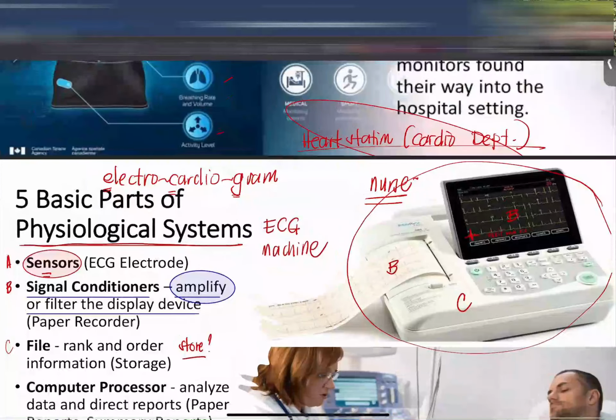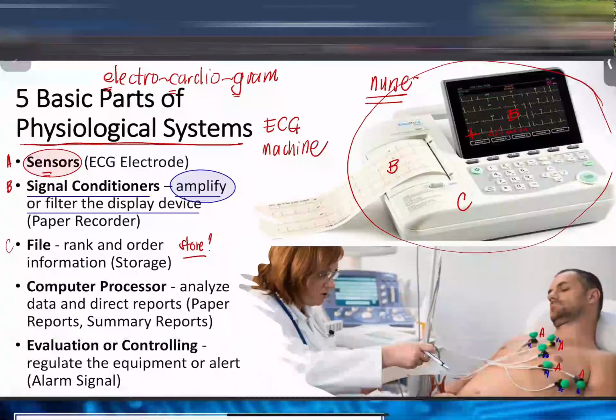Plus, computer processor would analyze data and direct the reports. Saan po si computer processor? Nandoon din po sa loob ng machine. Okay? Don't expect me to talk about the insides of the machine na ha. So class, nandoon yun sa loob ng machine. Siya po yung nag-a-analyze ng data at siya po yung nagdidirect ng report. Sir, anong report po yung kayang i-produce?